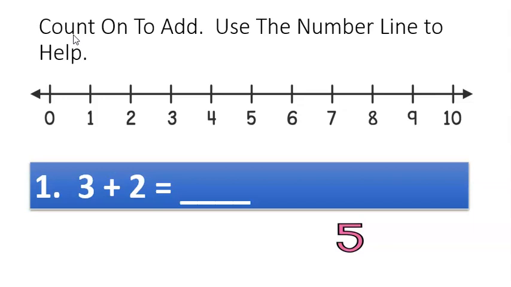Now, boys and girls, it says count on to add. Use the number line to help. Now, we've been learning how to add with all kinds of manipulatives. Now, we're going to learn how to add by using a number line. This is what you call a number line. It has our numbers from 0 to 10 here. And it has an arrow and there's lines that separate the numbers. We're going to use this number line to add.